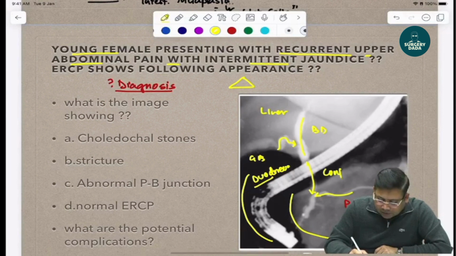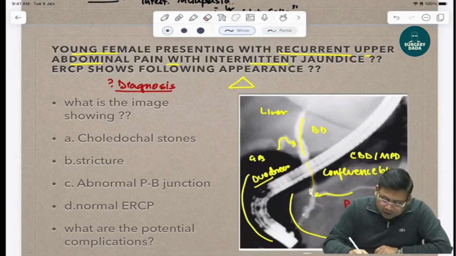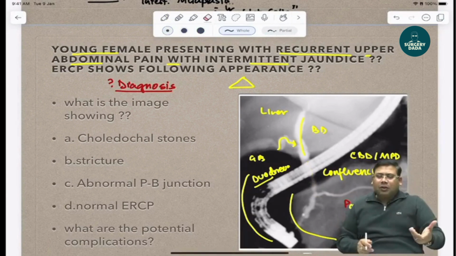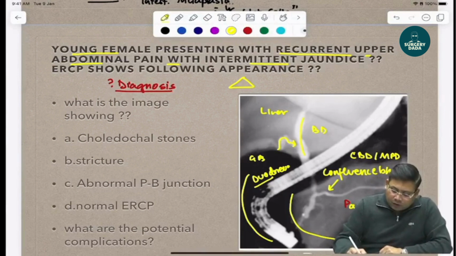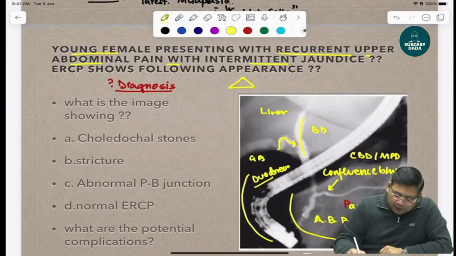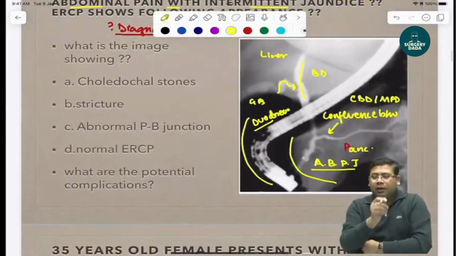So this is the confluence between the CBD and the main pancreatic duct. Don't you think this confluence is happening outside the gallbladder? And that is why this is diagnostic of abnormal biliopancreatic junction. So this is what is ABPJ shown in this image.